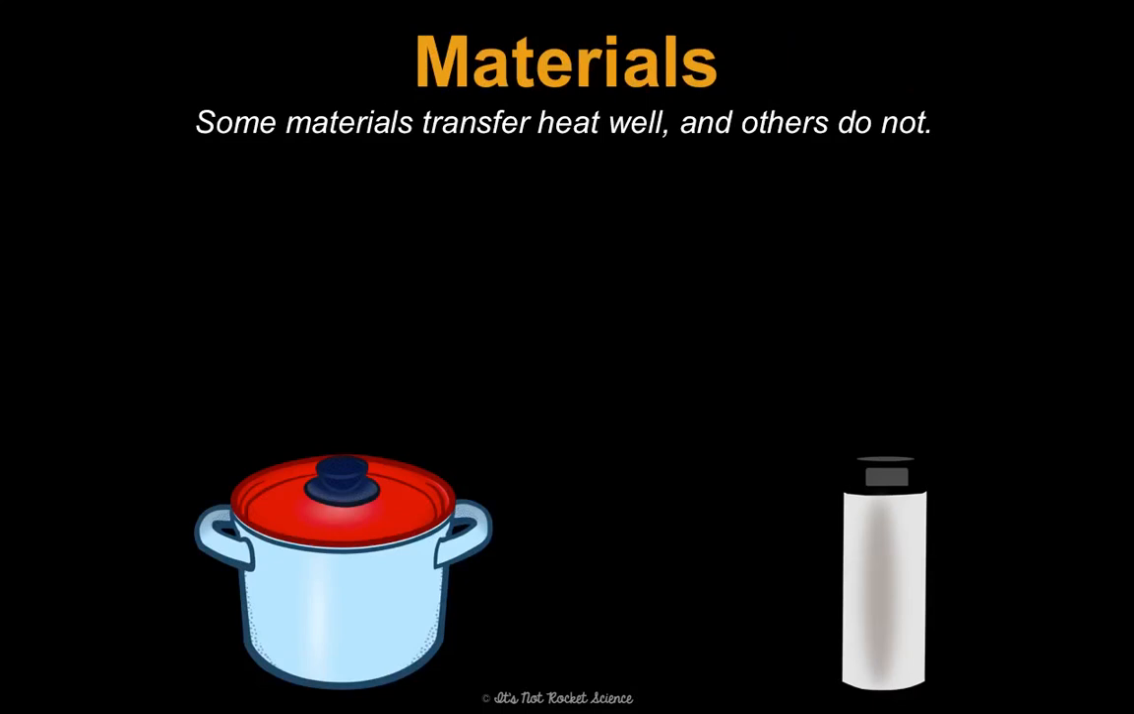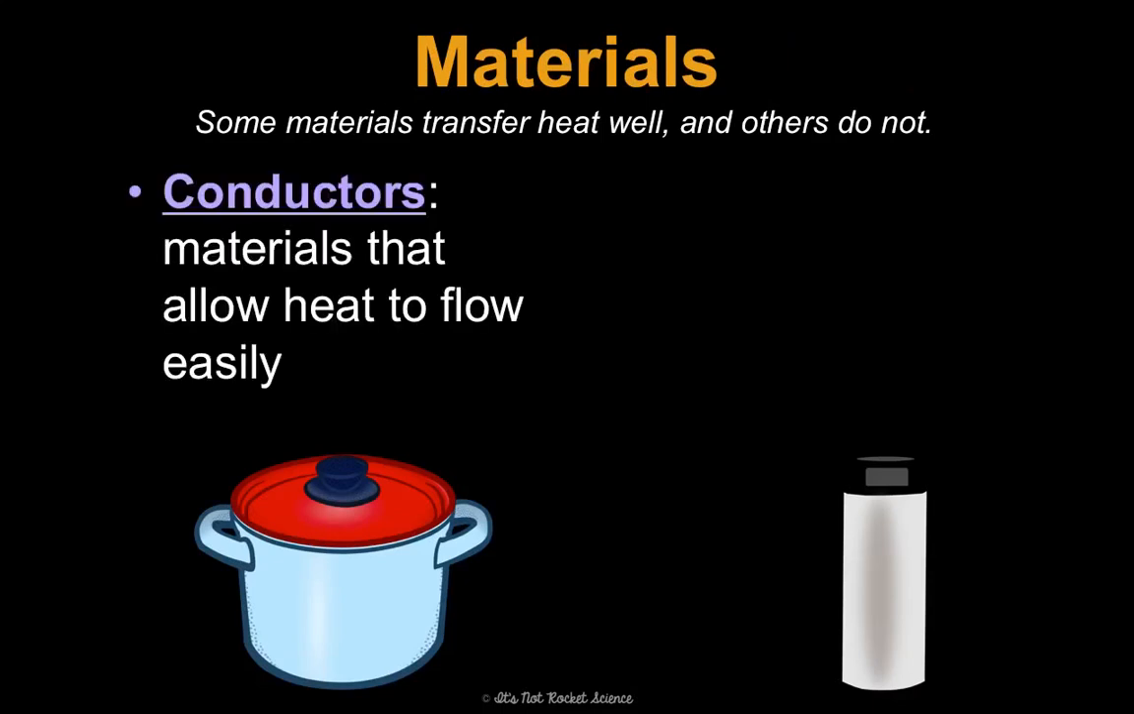Now, some materials are good at doing all these heat transfers and others are not. We would say that conductors are those materials that allow heat to flow easily. This is metals and skin. So, if you've ever cooked at all, pretty much all pots and pans are made of metal because they're good conductors of that heat. Your skin is actually a good conductor too.